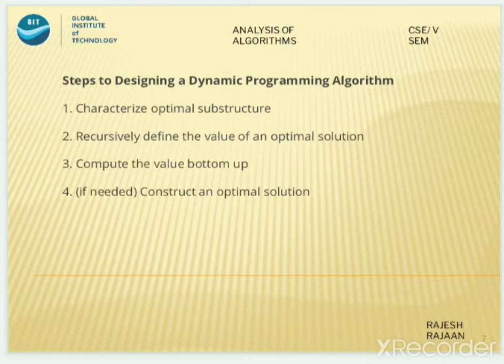In dynamic programming, we follow these steps to design how to solve the problem. First step, construct the optimal substructure. Step 2, recursively define the value of an optimal solution. Step 3, compute the value bottom up. Then after, construct an optimal solution if needed.